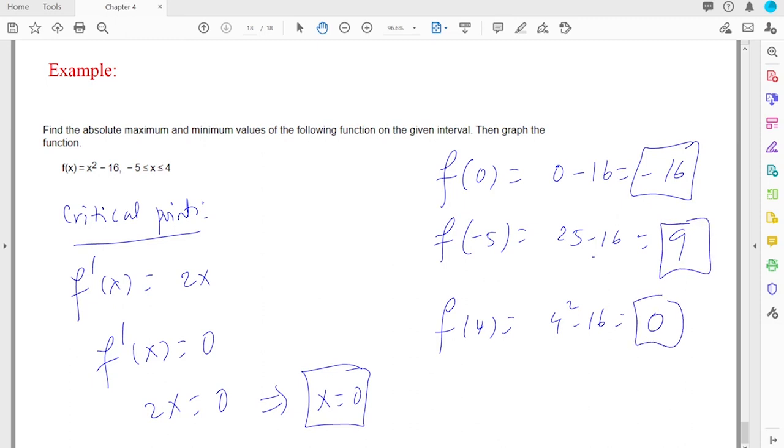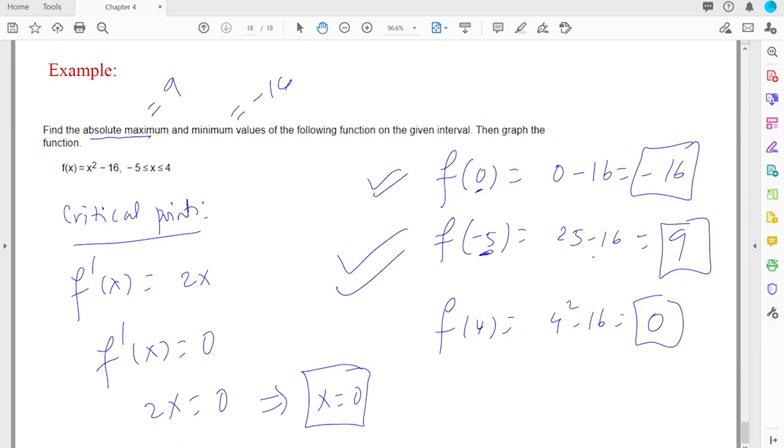Wherever you see the largest value, that is the absolute maximum value, which is this one. Wherever you see the smallest value, that is the absolute minimum value. So the absolute maximum value is 9, and the absolute minimum value is negative 16. You get the absolute maximum value at x equals -5, and you get the absolute minimum value at x equals 0. Okay.